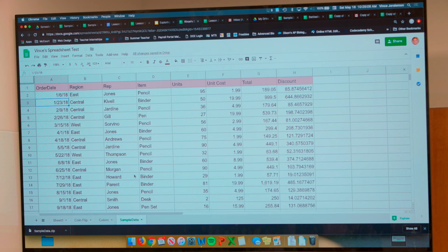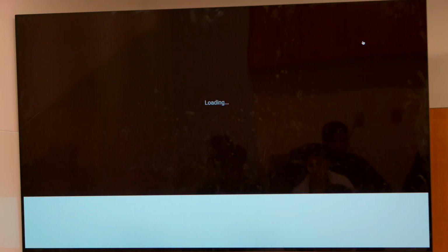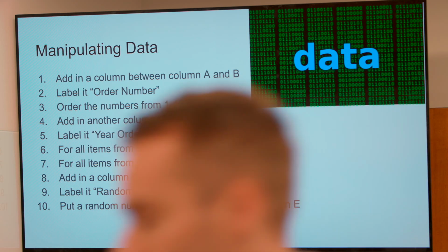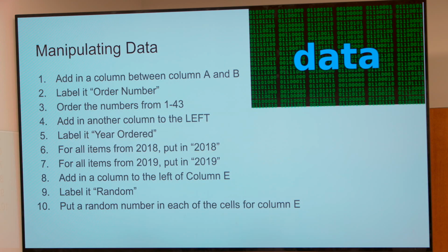Okay. So I have a series of tasks to do, and let's work through this. The first is to add a column between column A and column B. Can you do that? Okay. And then can you label it order number? Yeah, that can have a space. Column titles can generally have a space. It's just the tab that can't have a space. Okay? And then you're going to number the orders from 1 to 43, because that's how many orders we had.